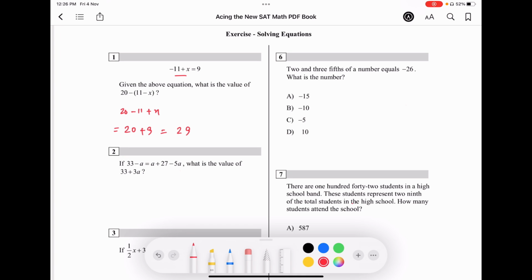Question number 2, what is the value of 33 plus a? Here I observe that 33 minus a is equal to 27 minus 4a. It means 33 is equal to... minus 4a plus a. Minus 3a is equal to 6. So a is minus 2. Substituting minus 2 over here, I get 33 plus 3 times minus 2. So this gives you 33 minus 6. So the answer is 27.